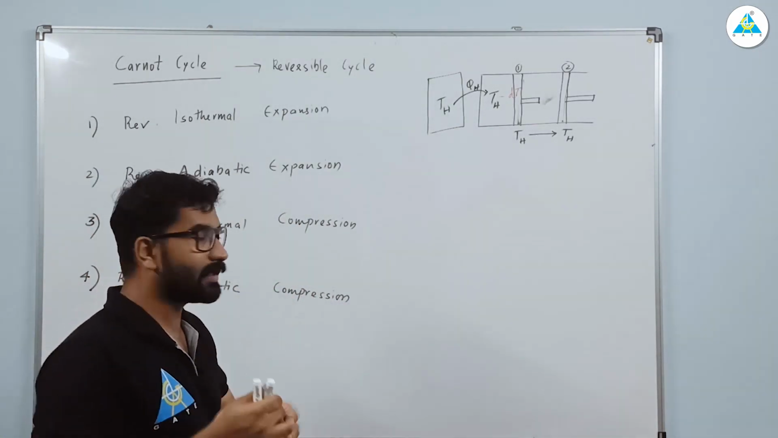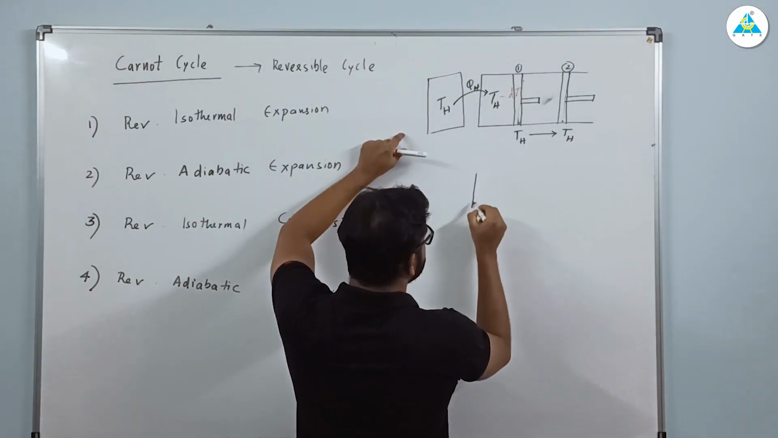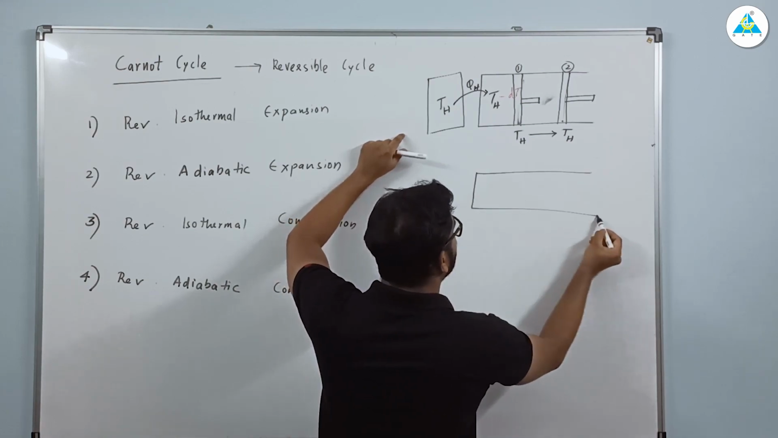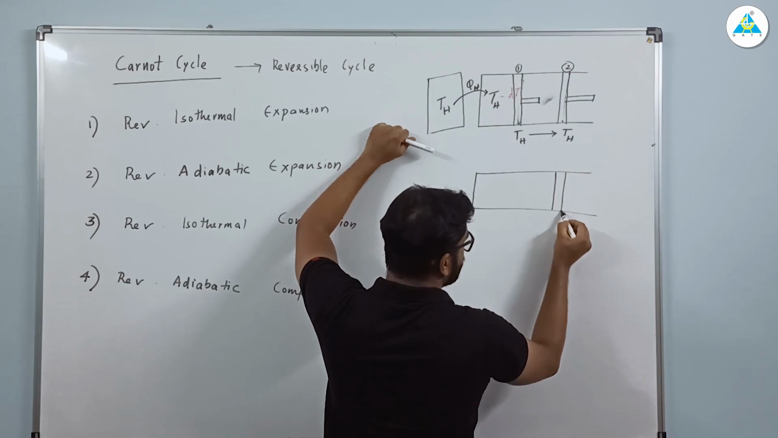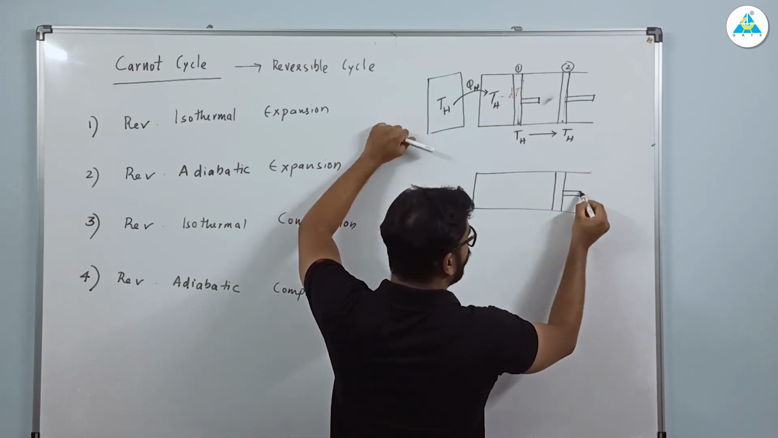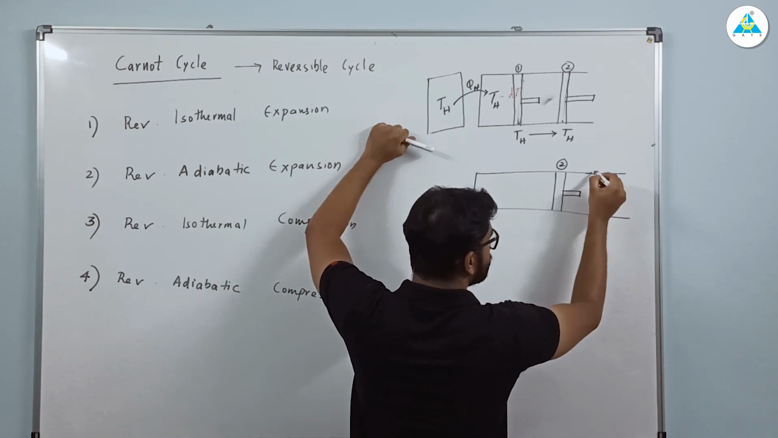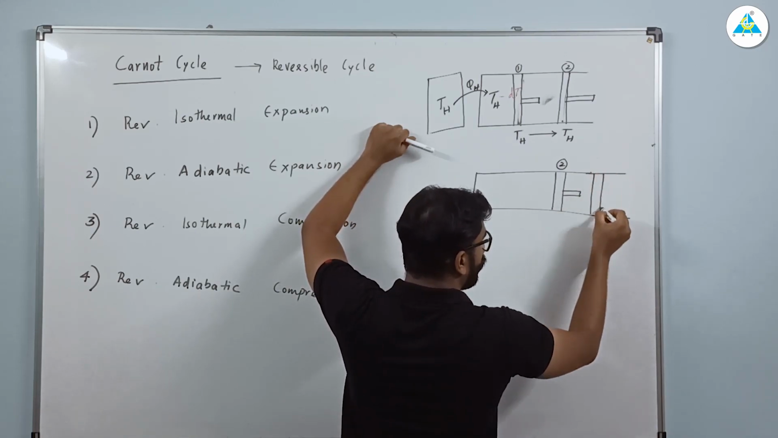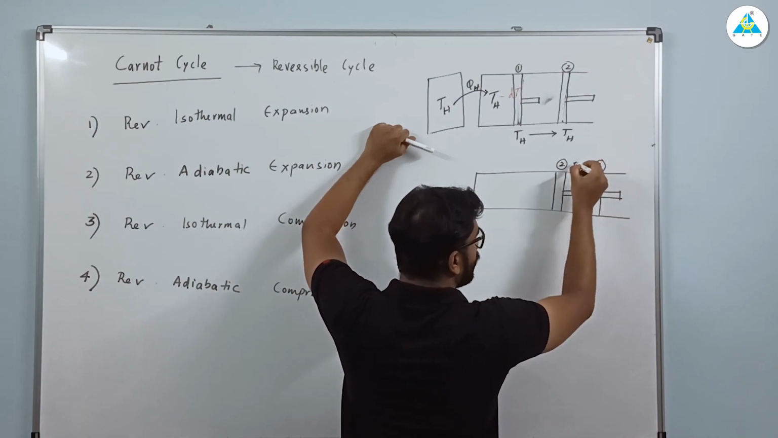Now what is the second process? Reversible adiabatic expansion. You can see here, this was your system, right? Where is your piston? Your piston is here. Now from state 2, we are expanding the system again. Now the piston is here. Now this is your state 3.